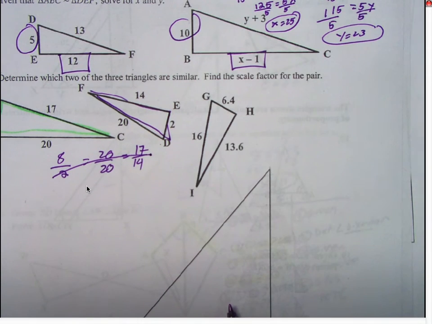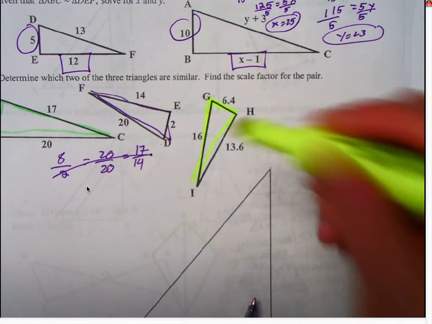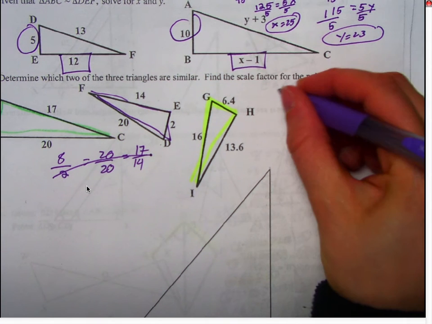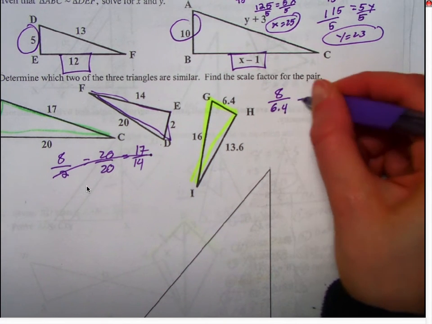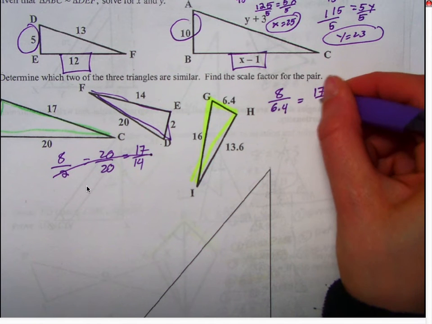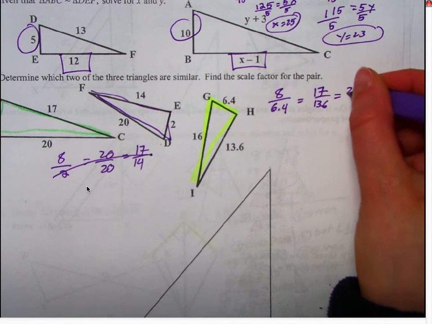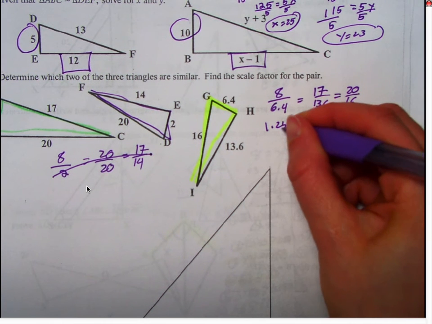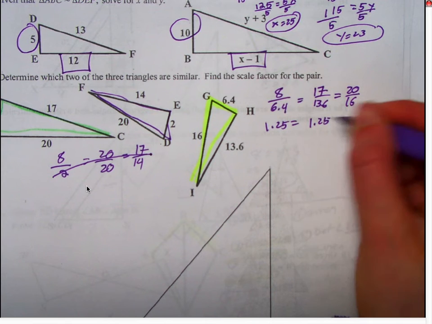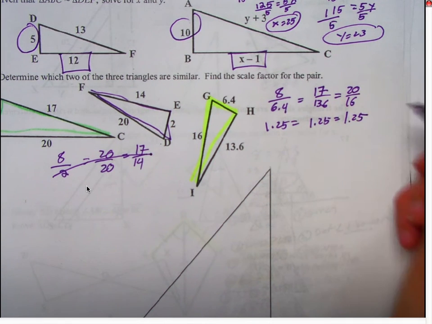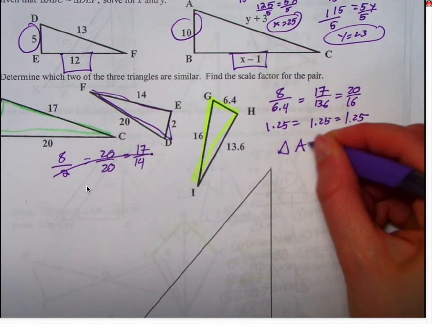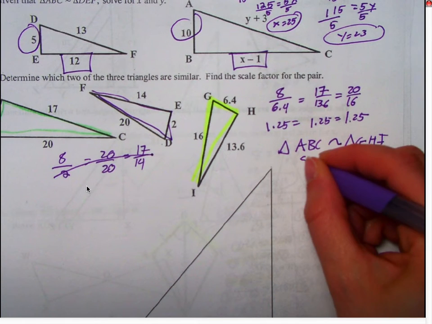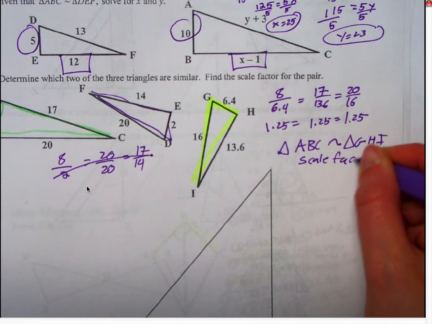So let's try the green and the yellow. We're going to say 8 over 6.4 equals 17 over 13.6 equals 20 over 16. Well, all of these, when I divide them, give me 1.25. So triangle ABC is similar to triangle GHI with a scale factor of 1.25.